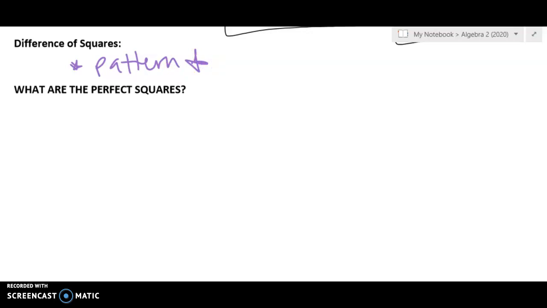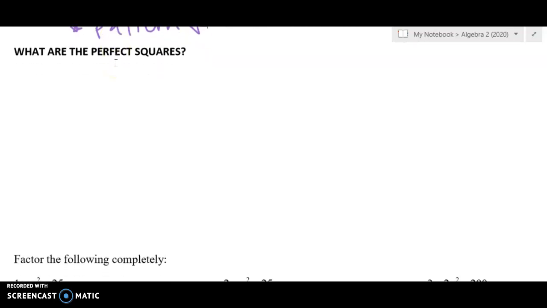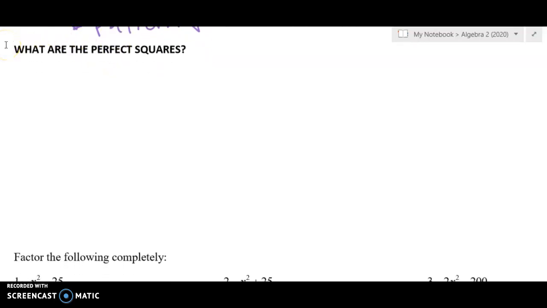But before we do that, I want to talk about what perfect squares are. You've seen perfect squares before. You've talked about perfect squares before. Let's just write them out. I'm going to do this fairly quickly. I know not all of you have your calculator, so that's why I'm writing these all out. You're going to need to know these. Basically, have these memorized. They should be very familiar to you.